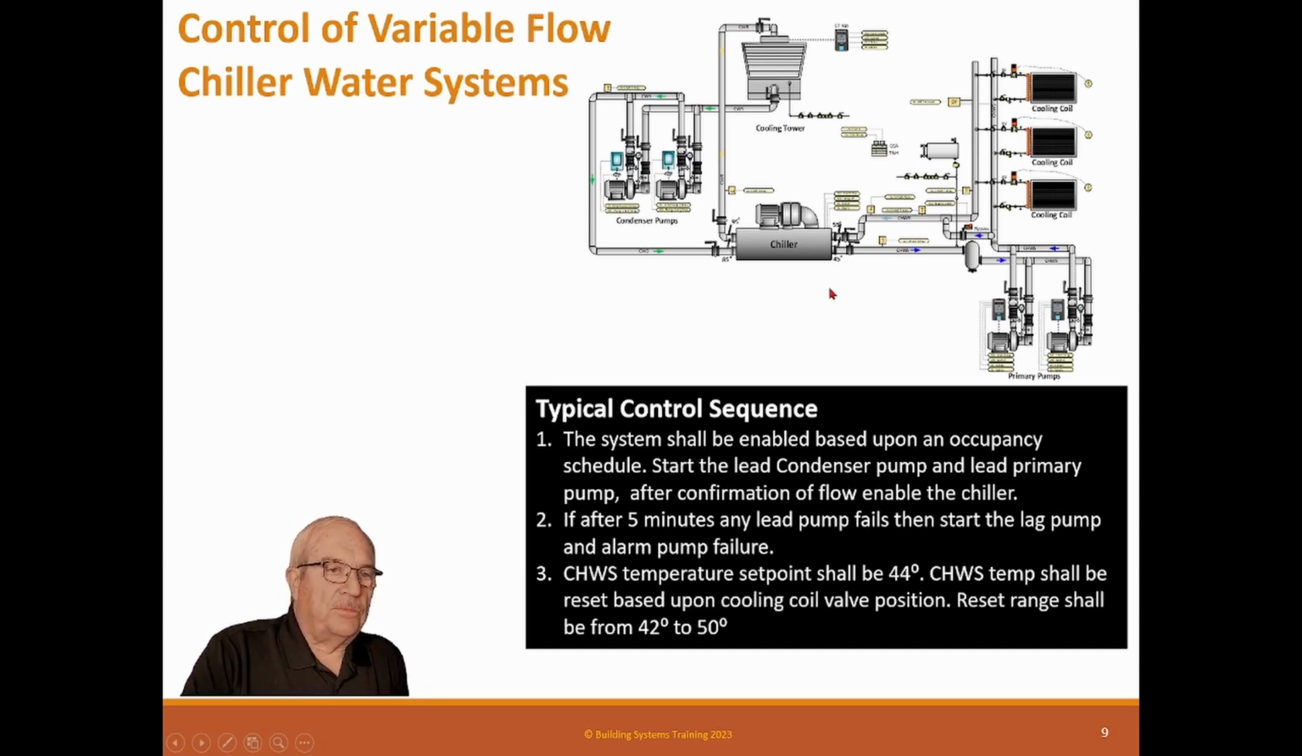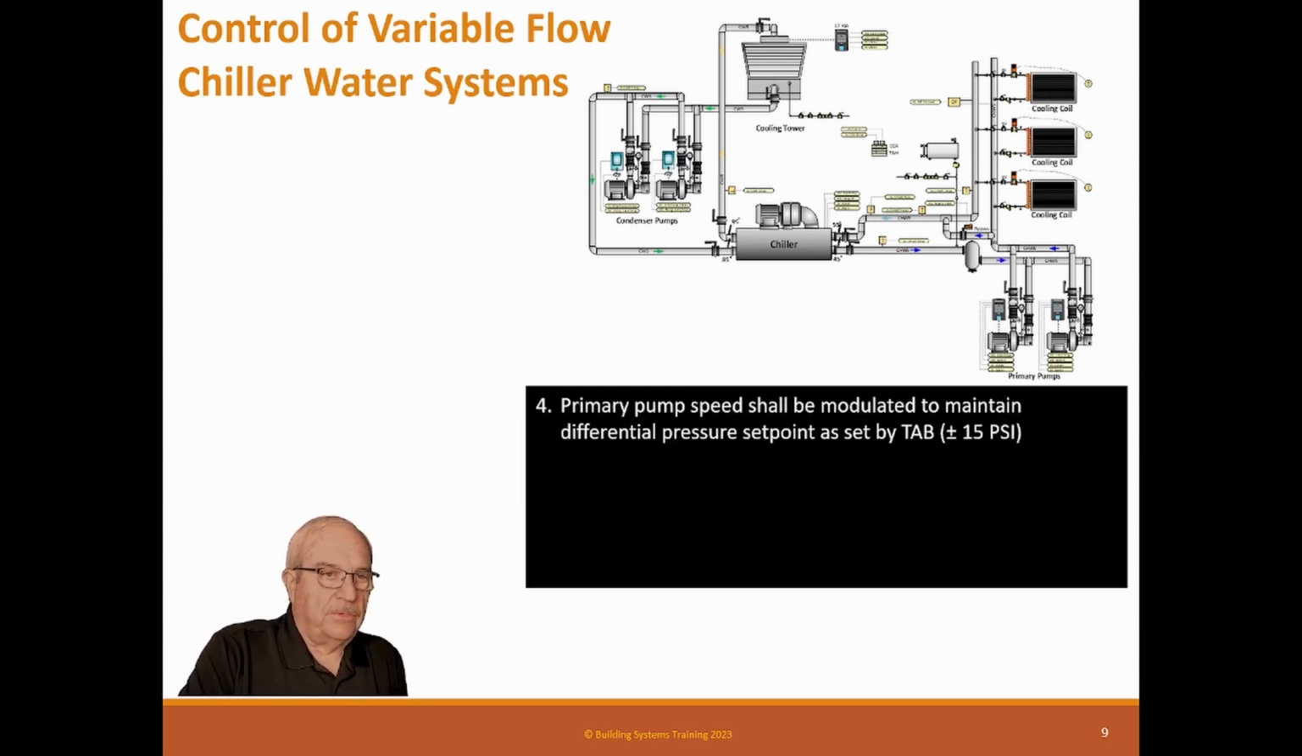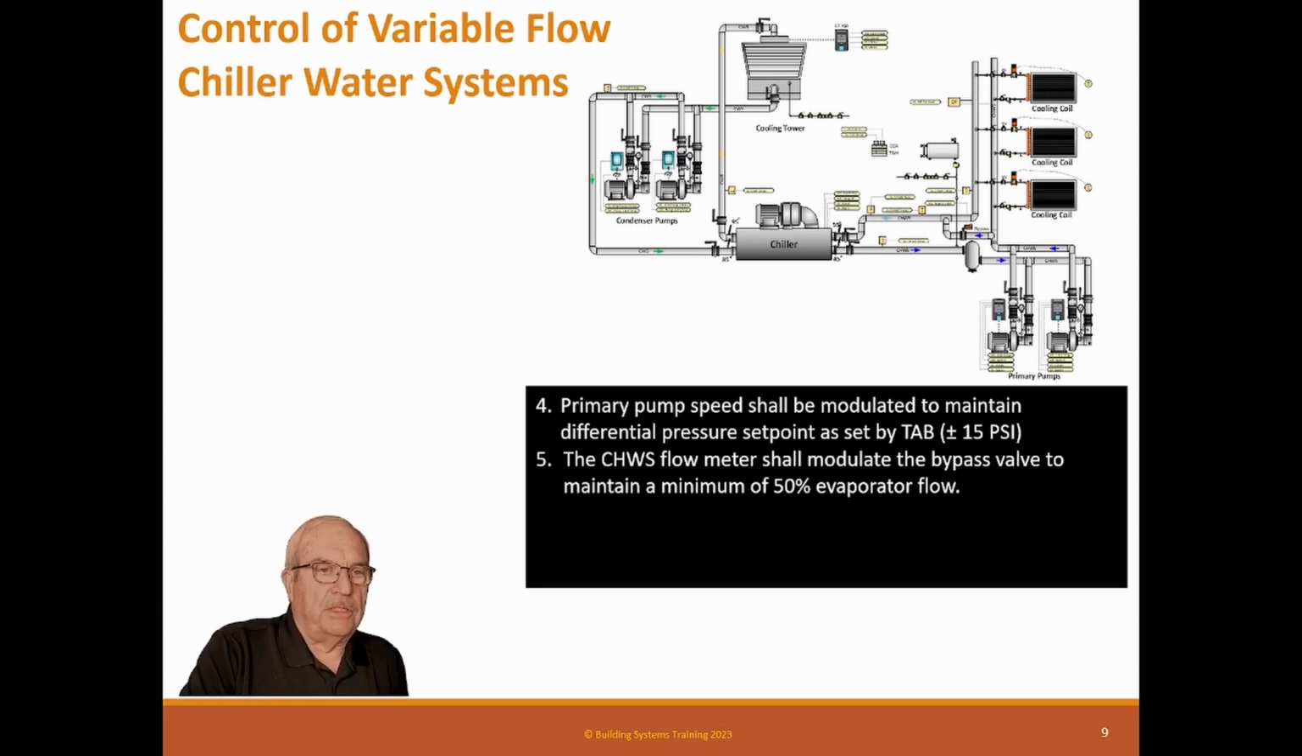The chill water supply temperature set point should be 44, and you'll reset it based on valve position, just like the last system. No difference. Primary pump speed should be modulated to maintain a differential pressure of 15 psi. But remember, you're going to set that later on. The chill water supply flow meter shall modulate the bypass valve to maintain a minimum of 50% evaporator flow.